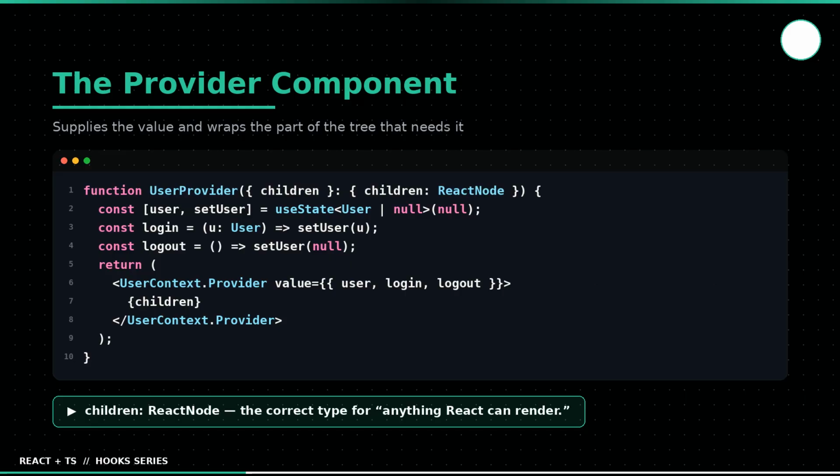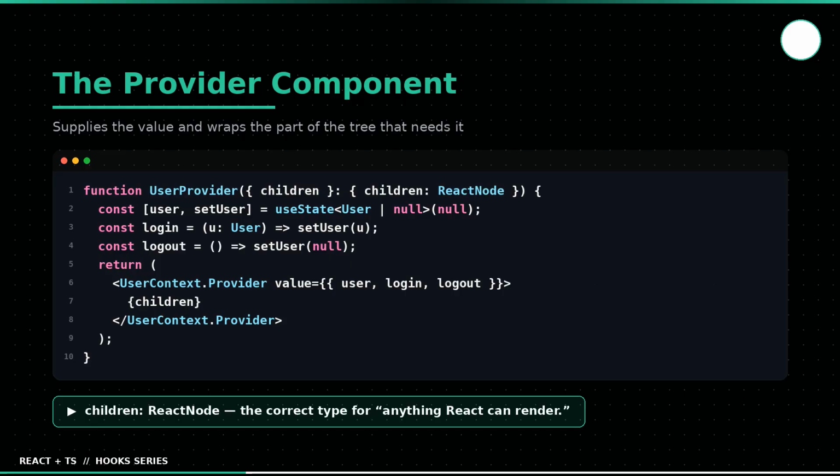Interface User: name: string, role: 'admin' | 'member'. Interface UserContextValue: user: User | null, login: (user: User) => void, logout: () => void. Const UserContext = createContext<UserContextValue | undefined>(undefined). Function UserProvider({ children }: { children: ReactNode }). Const [user, setUser] = useState<User | null>(null). Const login = (user) => setUser(user). Const logout = () => setUser(null). Return UserContext.Provider value={{ user, login, logout }}. Export UserContext, UserProvider.